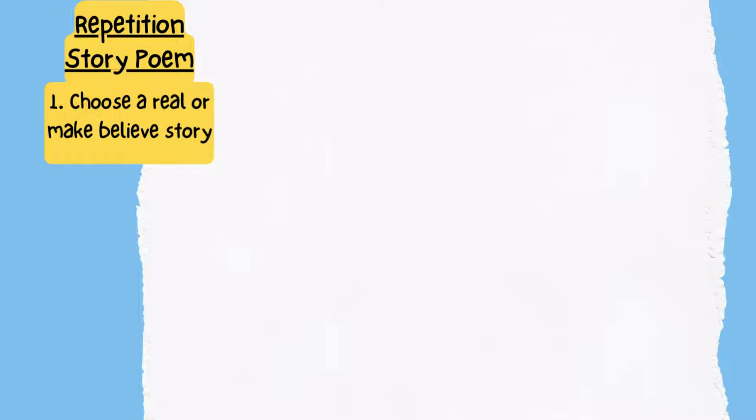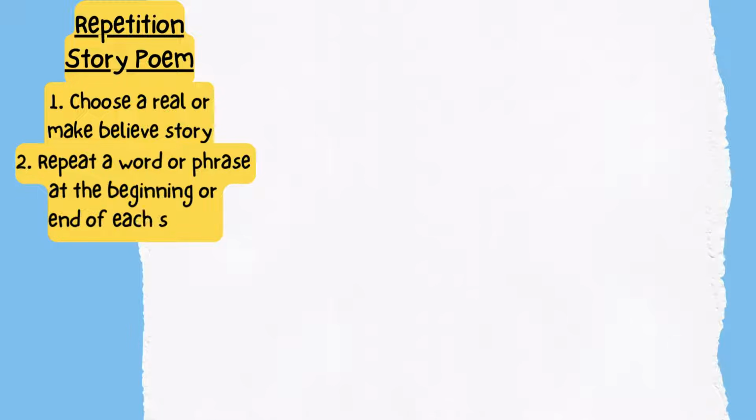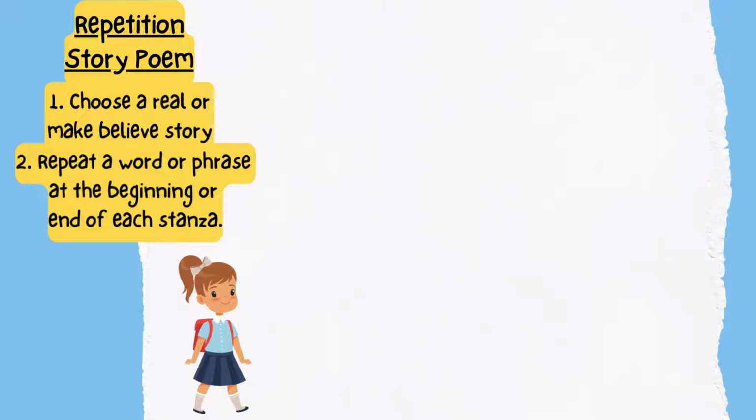Now let's write a repetition story poem. First, choose a real or make-believe story. Second, repeat a word or phrase at the beginning or end of each stanza. I'm going to write a true story about the first day of school. And I'm going to repeat the phrase, "it's the first day of school," at the beginning of each stanza. Here's my poem.